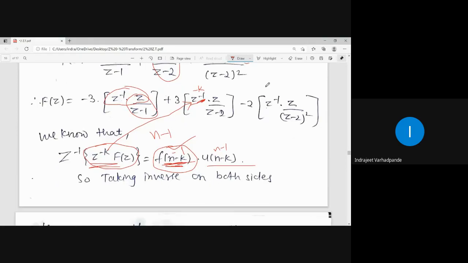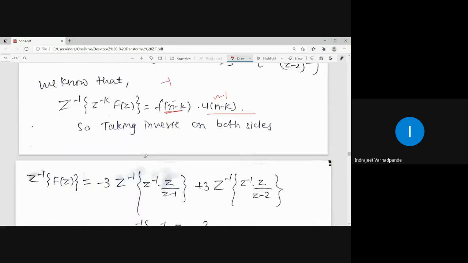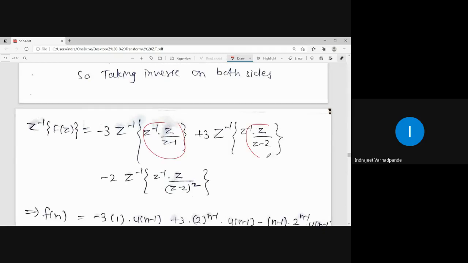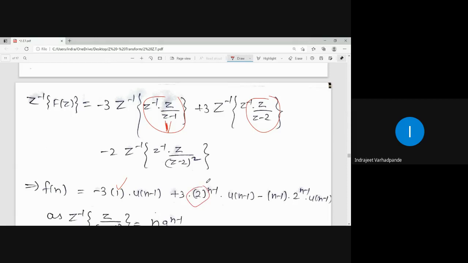So now we are in the position to take the inverse completely. So accordingly we will be taking down the inverse. कैसे लिया जाएगा इनवर्स? z इनवर्स ऑफ दिस टर्म. इसका इनवर्स क्या होता है? z अपॉन z माइनस 1 का इनवर्स इज 1. z अपॉन z माइनस 2 का इनवर्स इज 2 टू द पावर n, a टू द पावर n. कंपेयर करेंगे, इसका आता है 2 टू द पावर n माइनस 1, राइट.